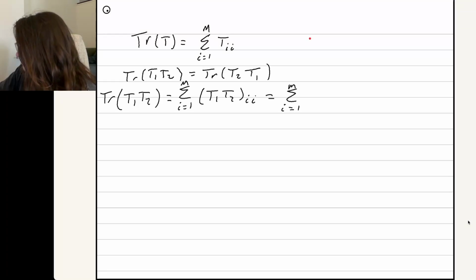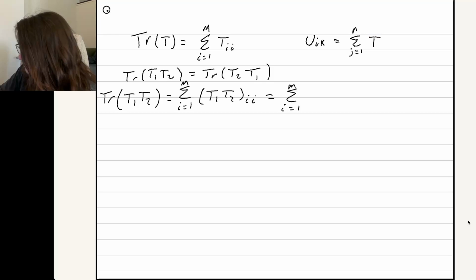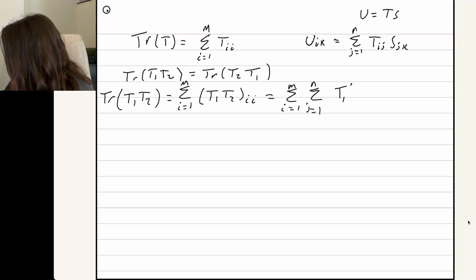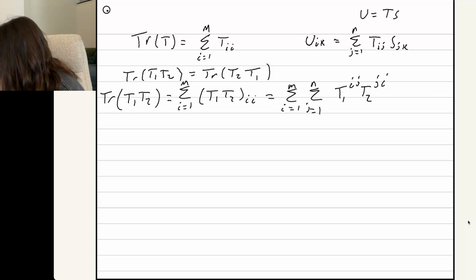I think the way that Griffiths defined it, he says that U_ik equals the sum over j to n of T_ij S_jk, where the multiplied matrices are T and S, right? So here we have a sum over j to n now, right? But we have T1, which I'm going to put the indexes up top, actually. It's going to be ij, but then T2 will be indexed ji instead of jk because it's indexed ii, right?